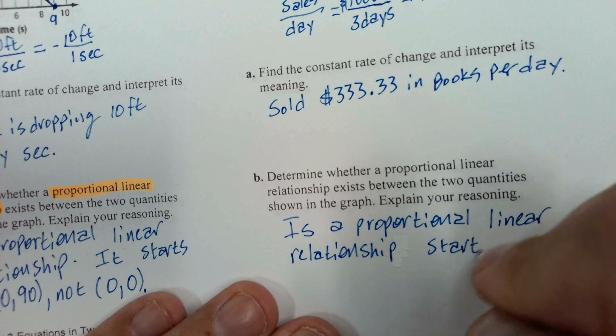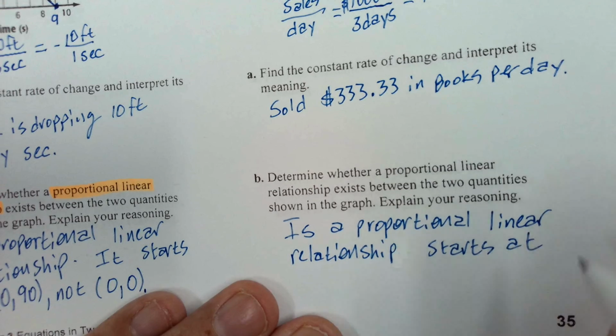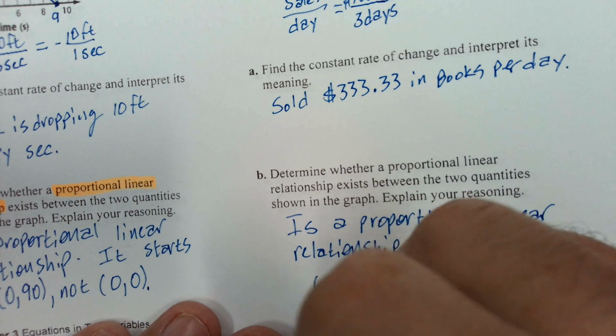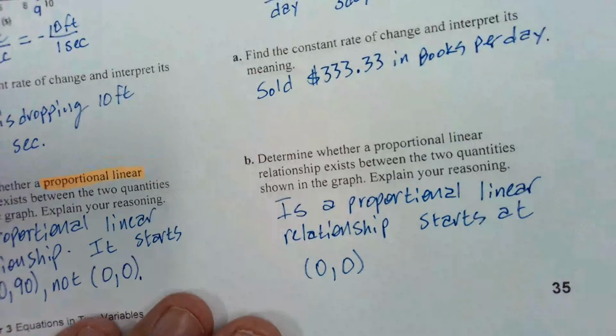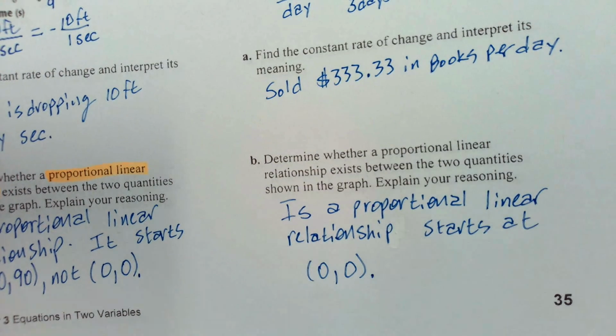Starts at 0, 0. Okay. And when we revisit direct variation next week, you're going to see why that's important. But for today, whenever you see a graph or a table, if it has 0, 0 as part of the data, it is proportional. Okay?